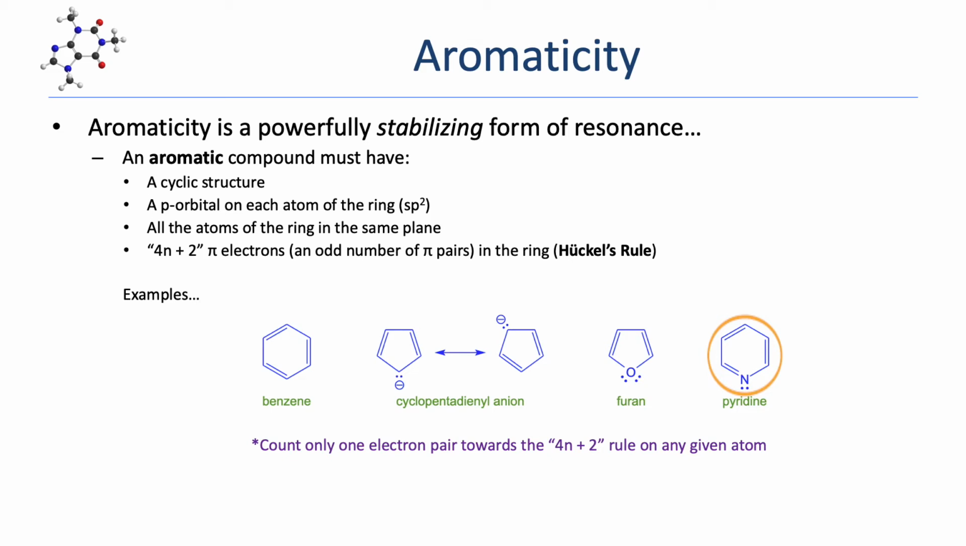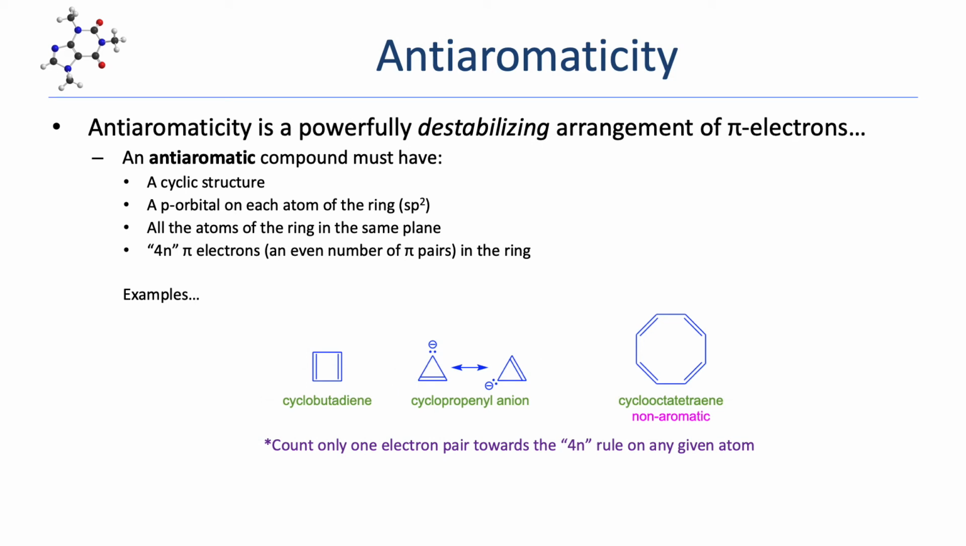Pyridine has an odd number of pi pairs, 3 pairs in the ring. Well, every positive in the universe is balanced by a negative. And with the existence of aromaticity, we also have anti-aromaticity. Anti-aromaticity is a powerfully destabilizing arrangement of pi electrons. In a sense, anti-aromaticity actually disrupts resonance, which is why we don't consider it a form of resonance.